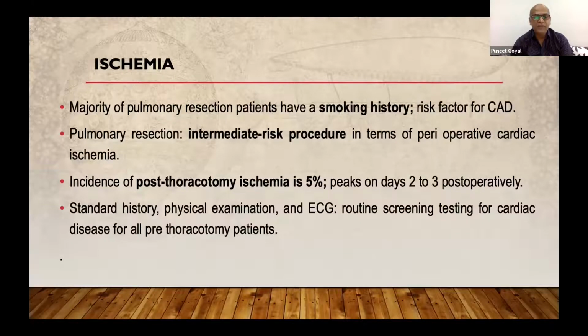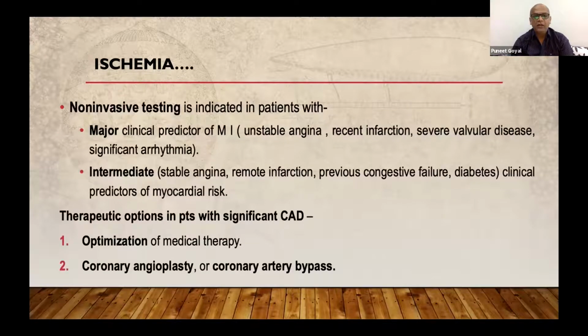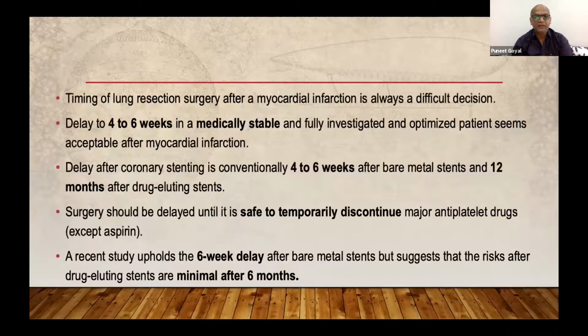In all these patients, standard history, physical examination, and ECG should be a routine screening test in the pre-thoracotomy period. Non-invasive testing should be done in those patients who have major clinical predictors for myocardial ischemia, like unstable angina, recent MI, severe valvular heart disease, or significant arrhythmias. And they should be therapeutically optimized in the form of medical therapy, coronary angioplasty, or CABG surgery.